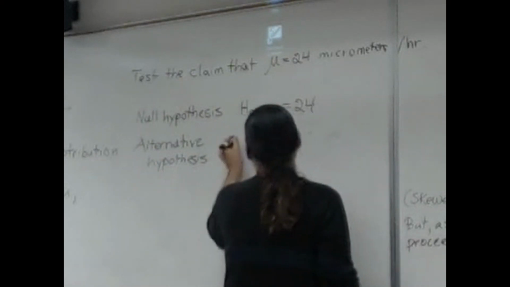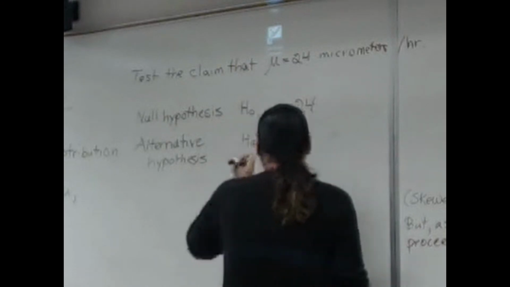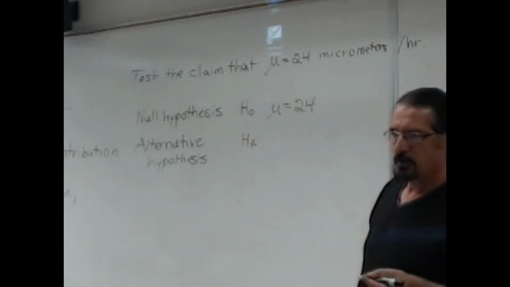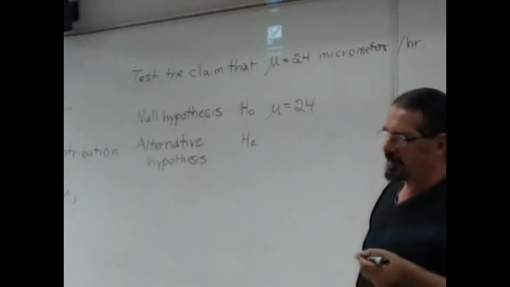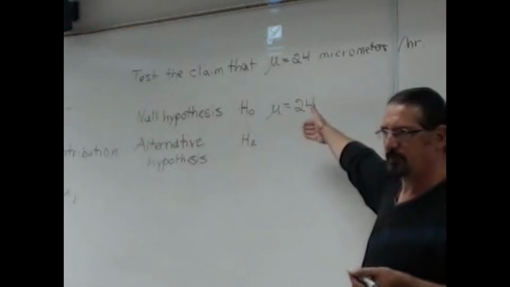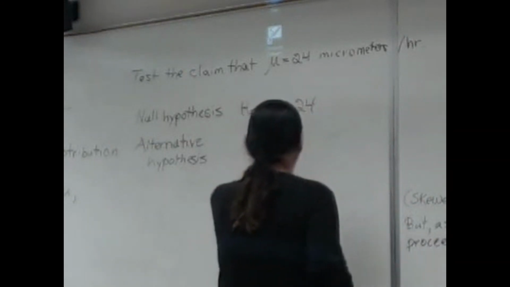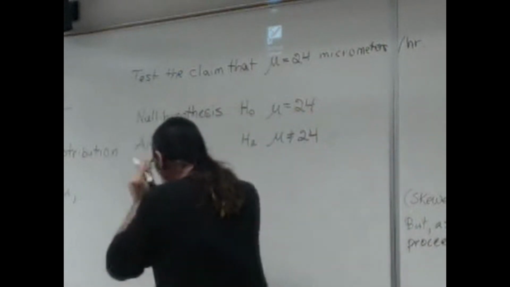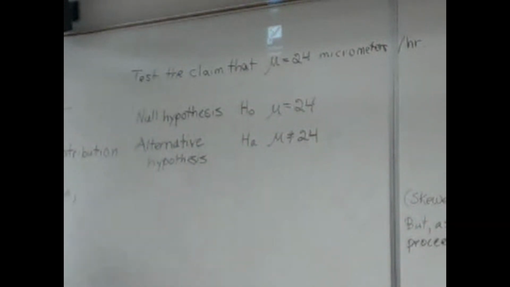We abbreviate it as HA, and I'm just going to show you one possibility today. Simply that it is not equal to what was previously claimed. So mu not equal to 24. They call that, when you're saying the alternate is it's not equal, a two-sided test.